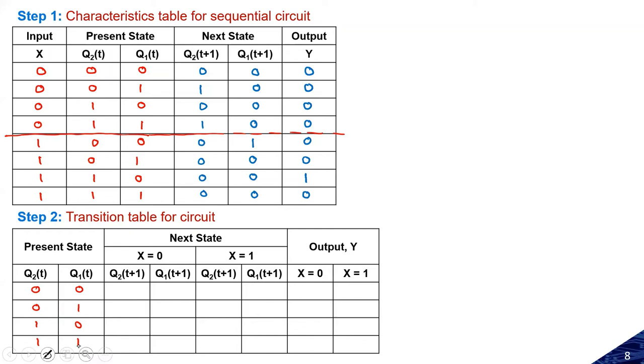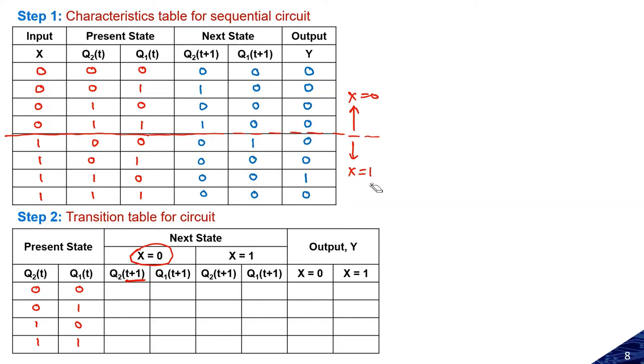Now let us try to see here. For X is equal to 0, I need to write for Q2T plus 1. X is equal to 0 means what? These are the four sections. Let me tell you again. Above this line, this indicates X is equal to 0. And below this line, this indicates X is equal to 1. Similarly, you can see from here. So the bottom one indicates X is equal to 1, and the upper one indicates X is equal to 0.